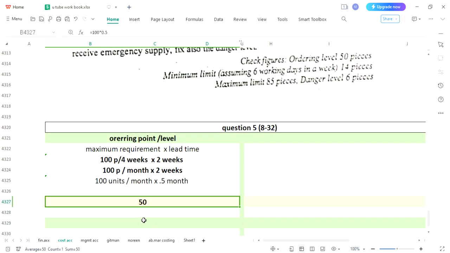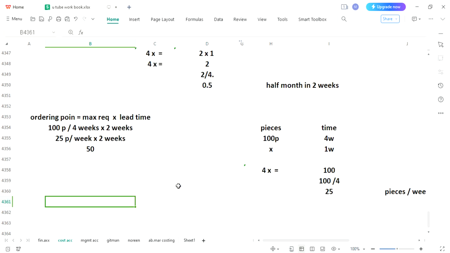So this is the first method: change your requirement into months, so both aspects were changed into months. And there was a second method in which you have changed your requirement into weeks. Both inputs, time and requirement, have been changed into weeks. You have got the same answer.